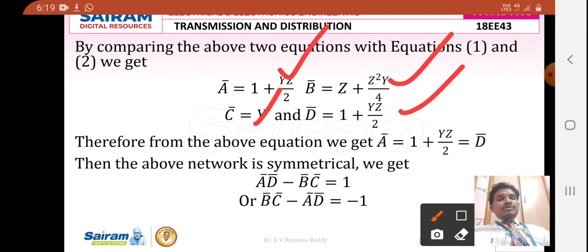If I observe A bar, B bar, C bar and D bar of the general equations of ABCD parameters, A bar is equal to D bar, that means 1 + YZ/2. To check whether the above network is symmetrical or not, we use the identity A bar into D bar minus B bar into C bar is equal to 1, or B bar into C bar minus A bar into D bar is equal to minus 1.